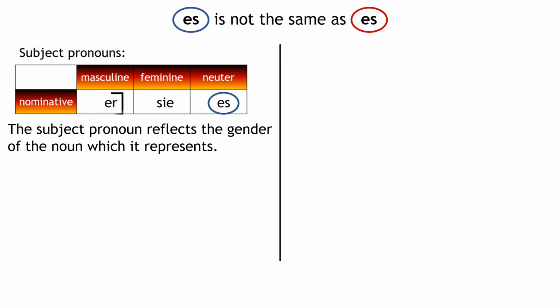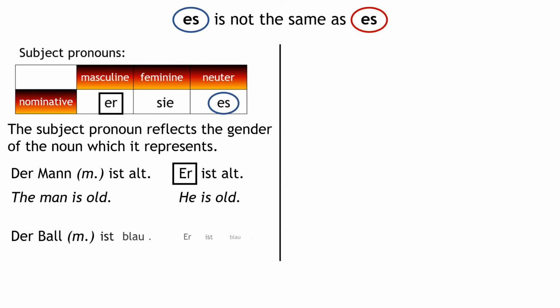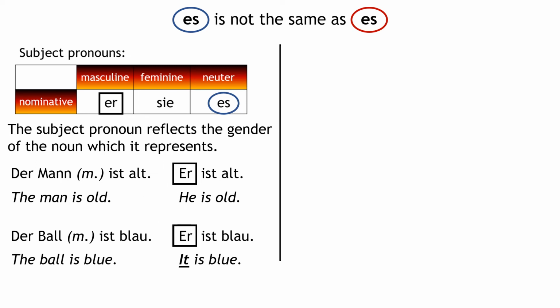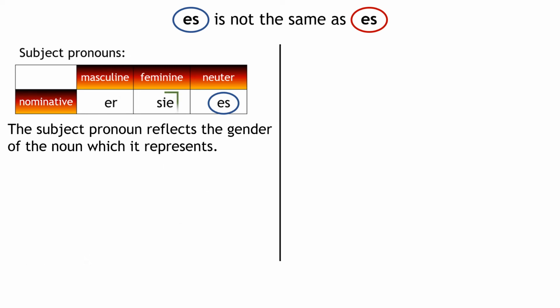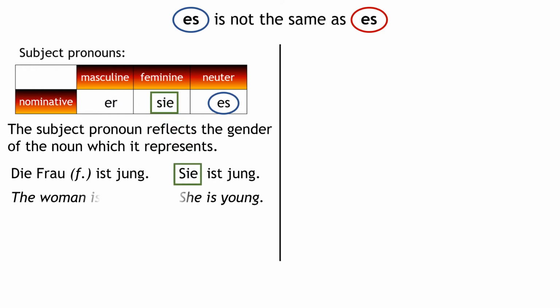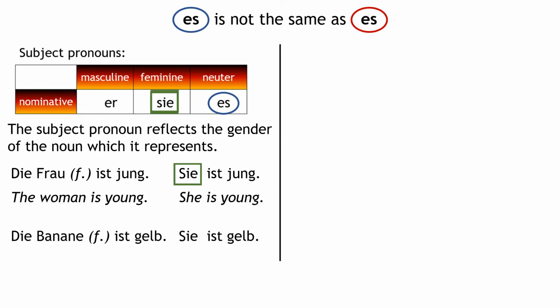Der Mann ist alt. Er ist alt. Der Ball ist blau. Er ist blau. Die Frau ist jung. Sie ist jung. Die Banane ist gelb. Sie ist gelb.